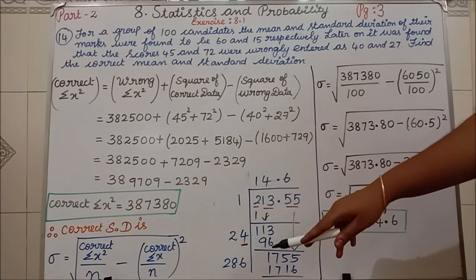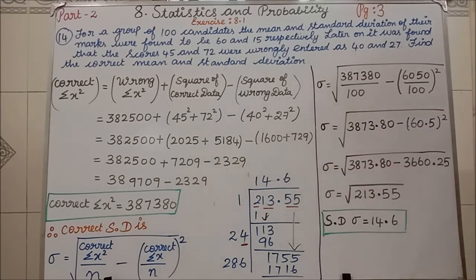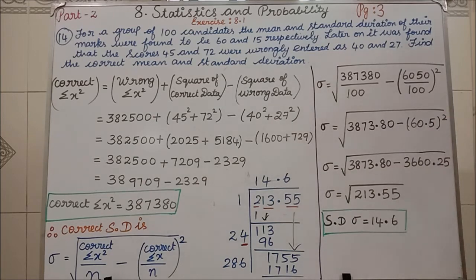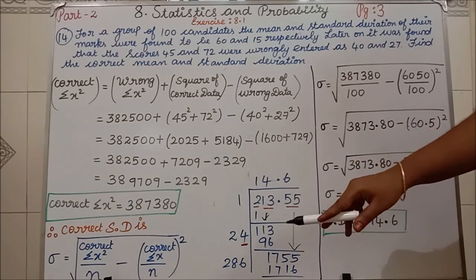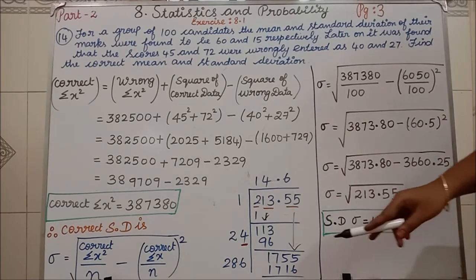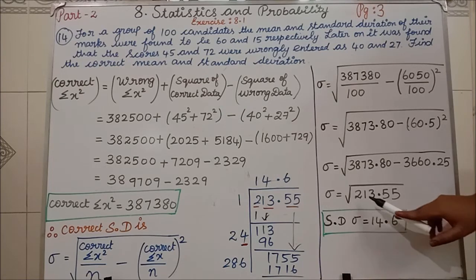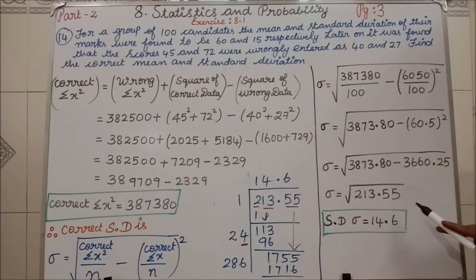So bring the 2 down. Next this 4 has to multiply with the 2. What will you get? 4 2s are 8. Then here decimal, so keep the decimal here. So how many times if you multiply 6 into 286 we are getting near to this 1755. So the answer for 213.55, the square root answer is 14.6.